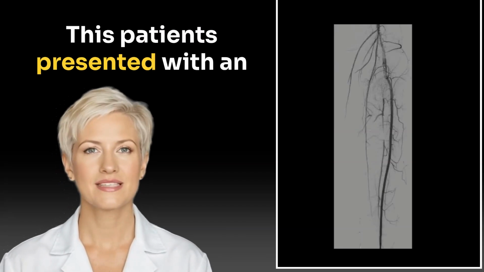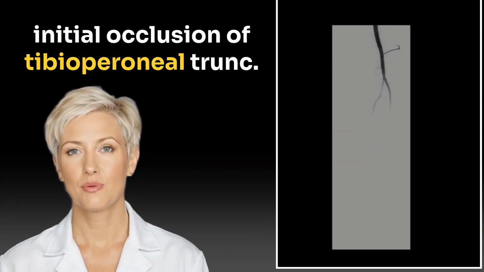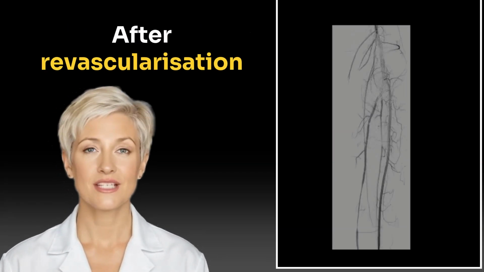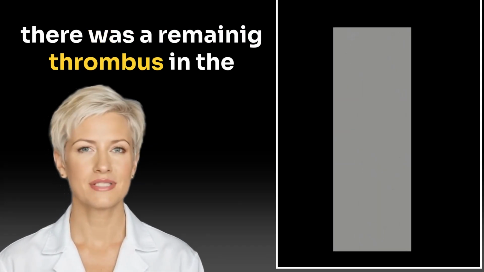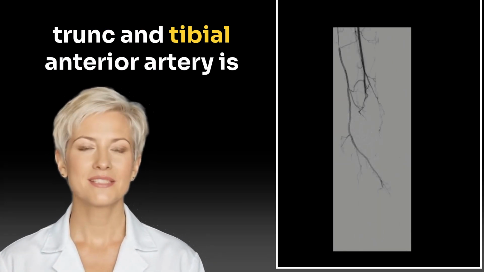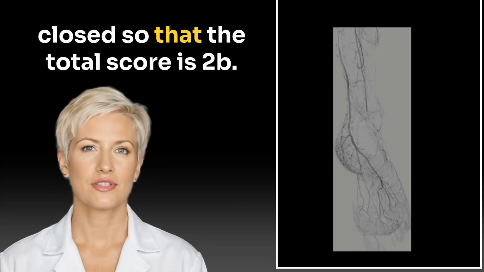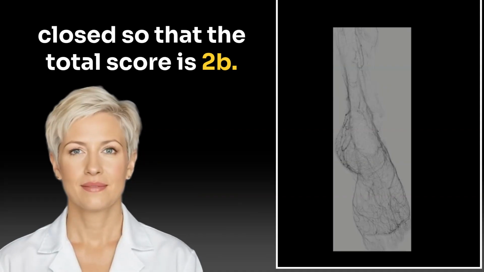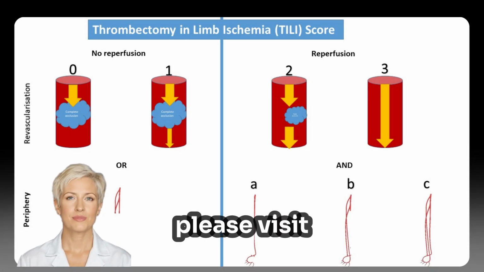This patient presented with an initial occlusion of the tibioperoneal trunk. After revascularization, there was a remaining thrombus in the trunk, and the tibial anterior artery is closed, so that the total score is 2B.